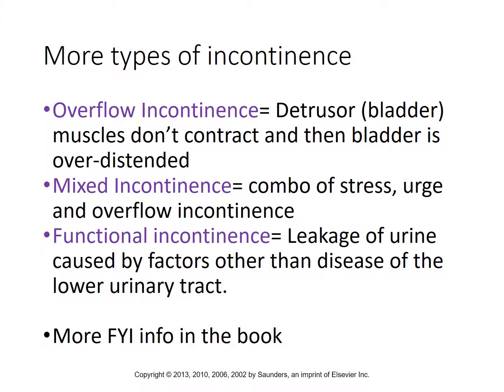Here are a few more types of incontinence. Overflow incontinence is when the detrusor muscles don't contract, and then the bladder is over-distended. So it's so full, and it's just going to leak when it's so full. Mixed incontinence is a combo of stress, urge, and overflow incontinence. Functional incontinence is when there's a leakage of urine caused by factors other than the disease of the lower urinary tract.